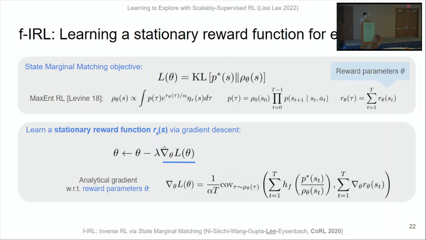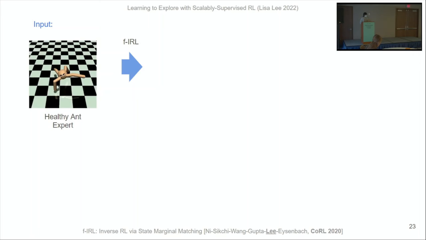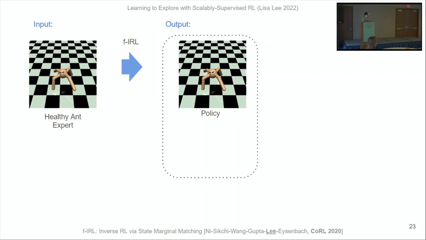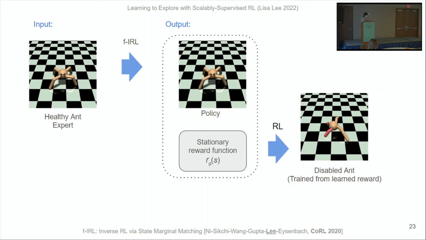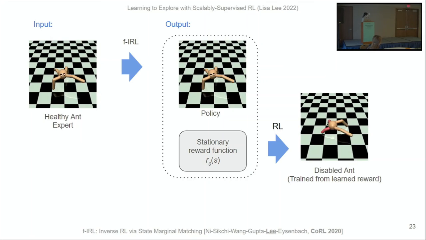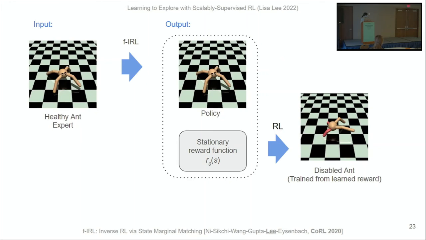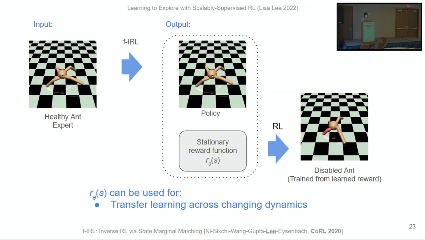Here's an example on the ant locomotion task. Given trajectories from the ant expert, our algorithm outputs both a policy that imitates the expert state distribution and a stationary reward function. Then we tried using the learned reward to train a disabled ant with two of its legs disabled and shrunk. We found that the learned reward function enables the agent to learn to move forward, but with just the remaining two legs. In other words, the learned reward can be used for transfer learning across changing dynamics. And as another use case, it can also be used for relabeling or evaluating offline trajectories.